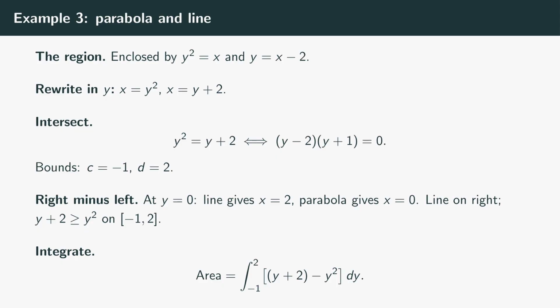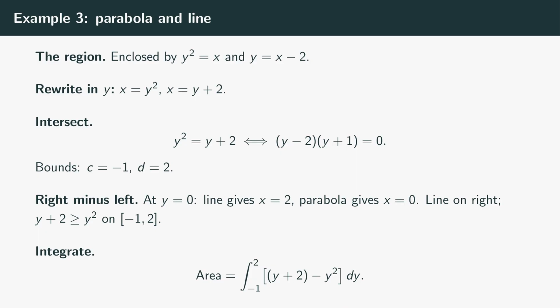Third example, the payoff of integrating in y. We have a parabola y squared equals x, a parabola that opens to the right with vertex at the origin, and a line y equals x minus 2, a line of slope 1 crossing the x-axis at the point (2, 0), and the y-axis at the point (0, -2). They cross in two places, enclosing a lens-shaped region.